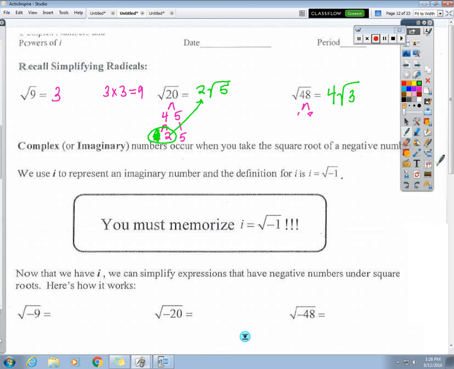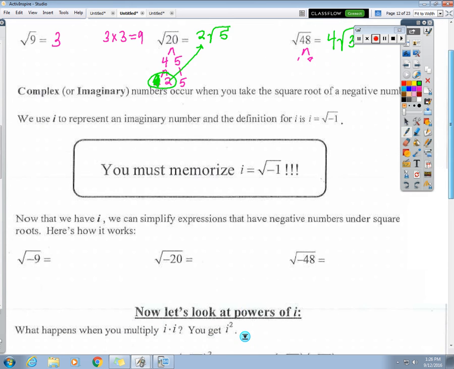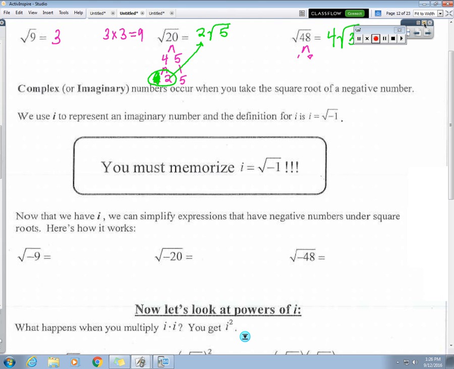Complex or imaginary numbers occur when you take the square root of a negative number. We use i to represent an imaginary number, and the definition for i is i equals the square root of negative 1. This is the most important thing that you're going to need to memorize. i equals the square root of negative 1.